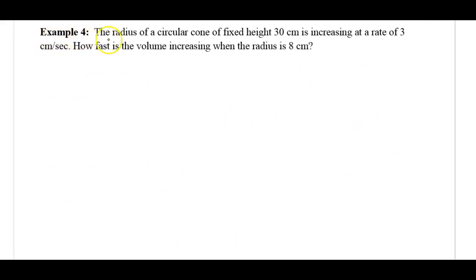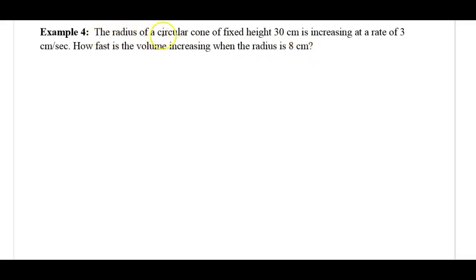Alright, example 4. The radius of a circular cone of fixed height 30 centimeters is increasing at a rate of 3 centimeters per second. How fast is the volume increasing when the radius is 8 centimeters? So we've reached a trickier example now.